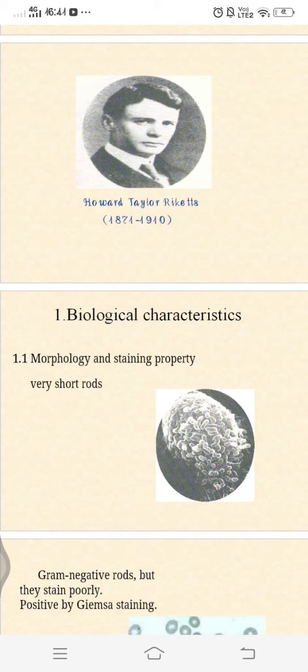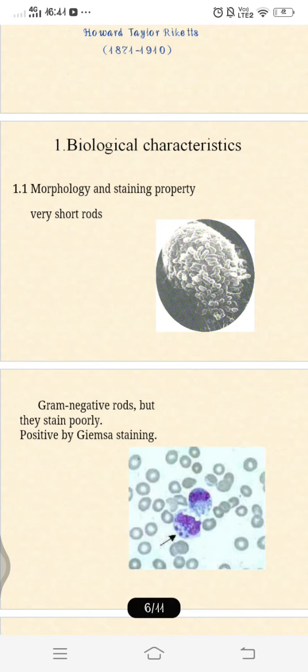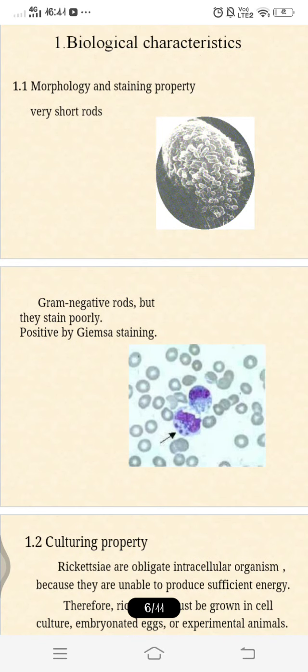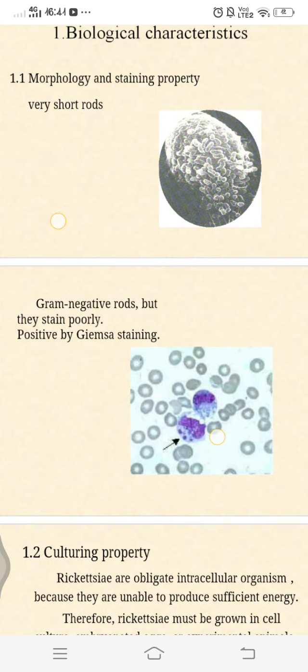They also possess a trilaminar cytoplasmic membrane and also a cell wall. The cell wall resembles the gram negative cell wall, and they possess both RNA and DNA and divide mainly by binary fission. So these are the important points. You can see they are stained poorly, positive by Giemsa staining.